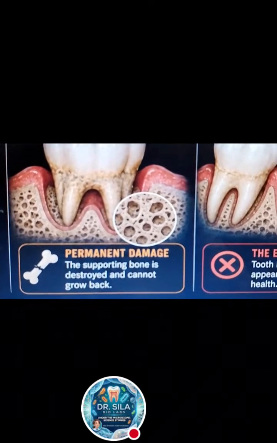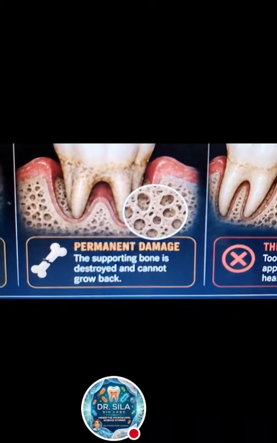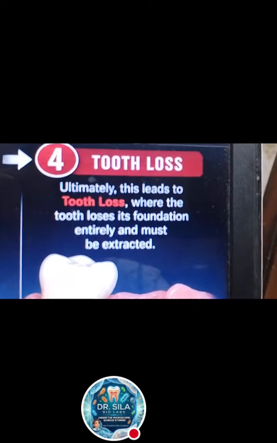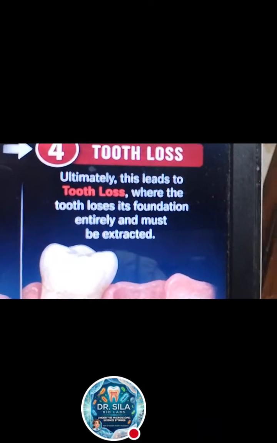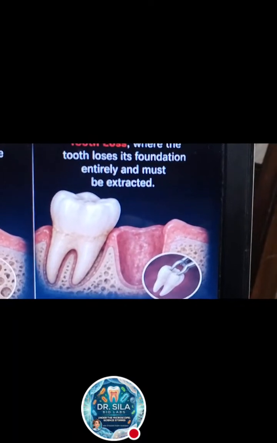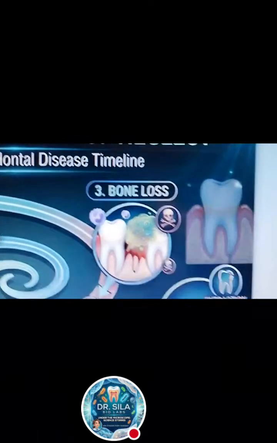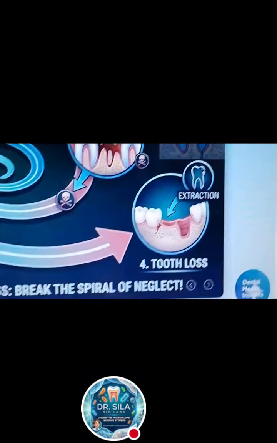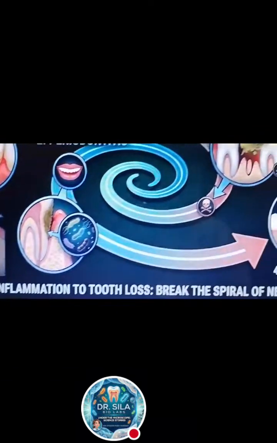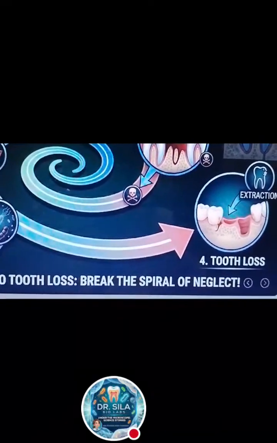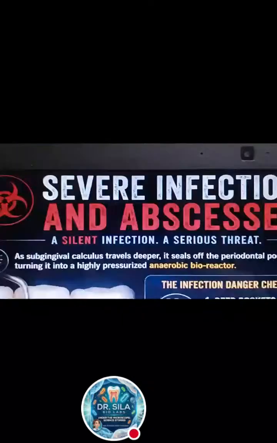Bone loss. This triggers chronic local inflammation leading to bone loss, as the jawbone dissolves to escape the bacteria. Permanent damage: the supporting bone is destroyed and cannot be grown back. Tooth loss. Ultimately, this leads to tooth loss, where the tooth loses its foundation. It goes from inflammation to bone loss and then tooth loss. You have to break the spiral of neglect.